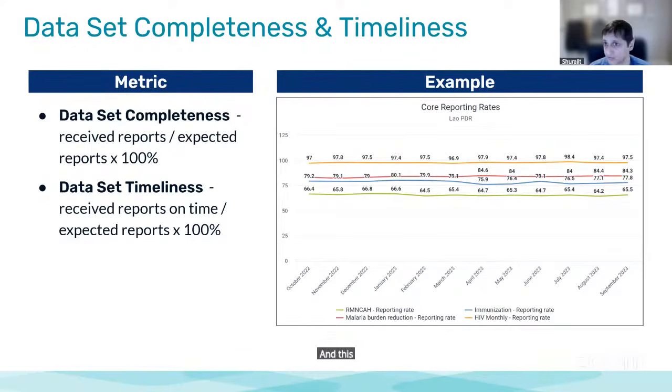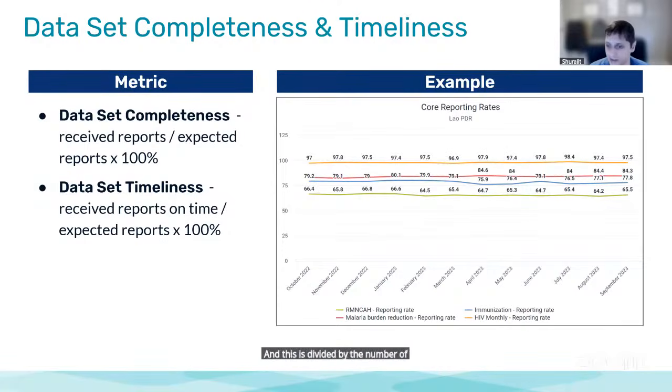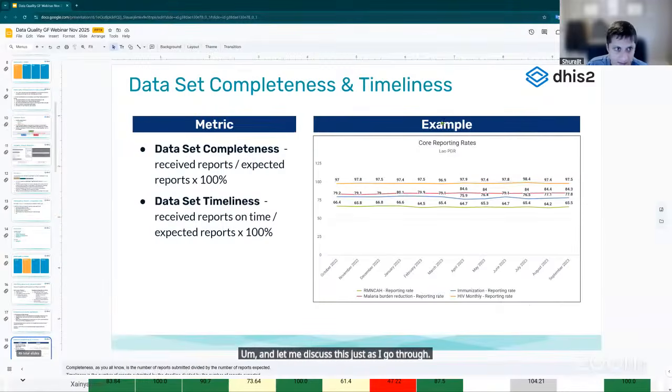And this is a user-defined function, and I'll discuss that. I'll show where that's defined. And this is divided by the number of expected reports that I receive. So, this has been the traditional method of looking at completeness and timeliness. There are some challenges here, right? Let me discuss this as I go through an example.